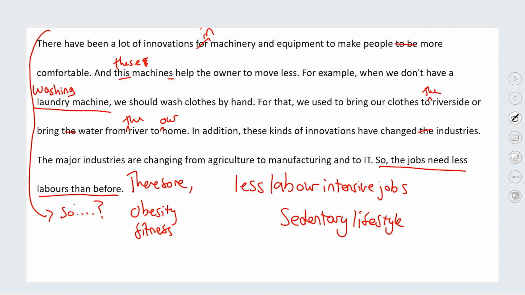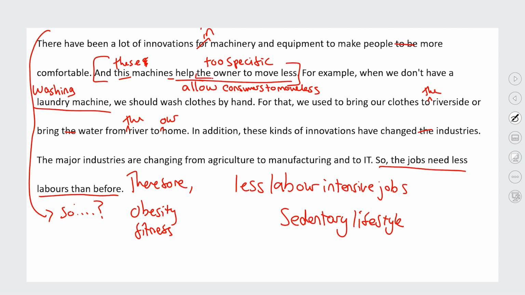The other issue I have with this paragraph is that some of the phrasing is a little bit off, and there's some sentence like, for example, and these machines help the owner to move less. The owner to move less, this is strange, and this is really too specific. You want to be more general and then be specific in your example. So this could be linked: these machines help, or these machines allow consumers to move less. Or to be less active.